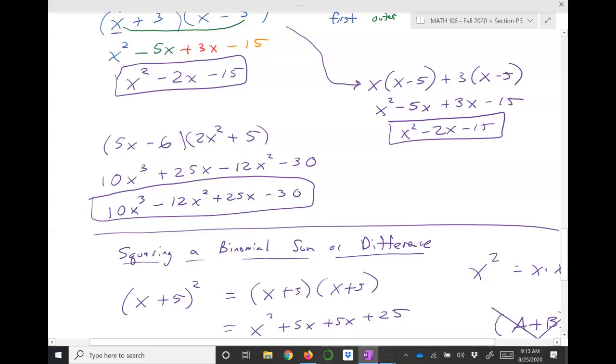Wonderful. All right, so I'll ask again, anything you want to see from even section P2, from the homework, or anything from section P3 up to this point?